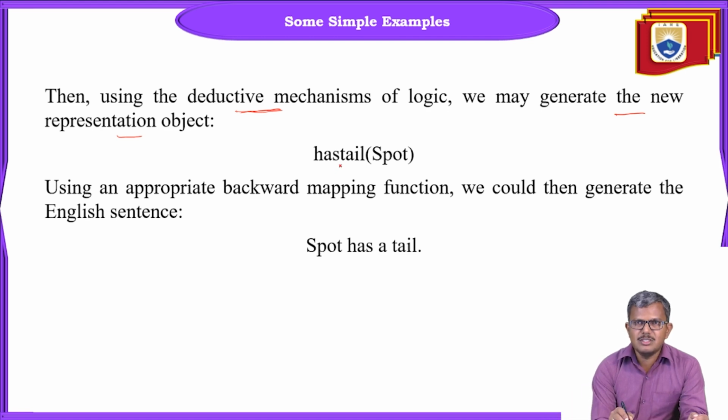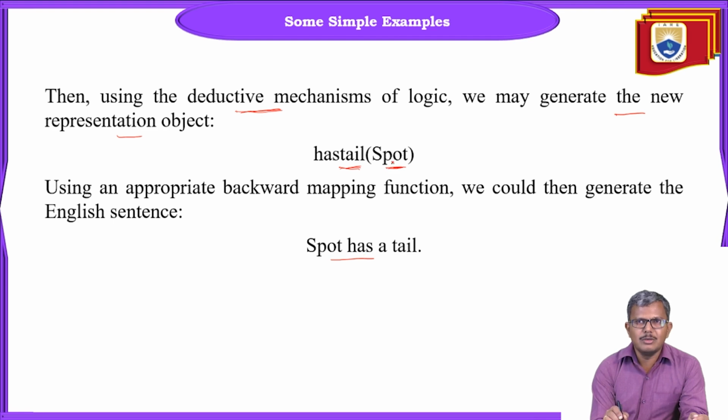So how will it be? For example, if this is the representation, what is that? Has tail. To whom is it having a tail? Spot. Spot has a tail. But in the initial case, in the fact, we mentioned that Spot is a dog. When Spot is a dog and Spot has a tail, definitely we can say that a dog will have a tail, and at the same time we can say that Spot has a tail.